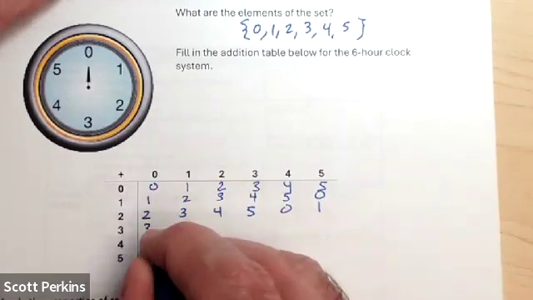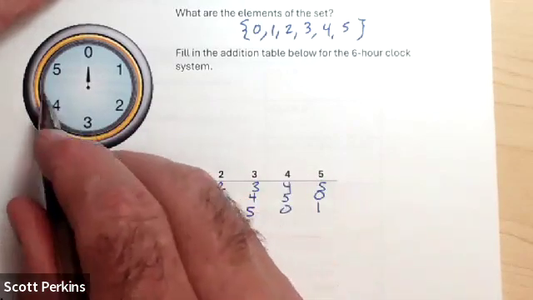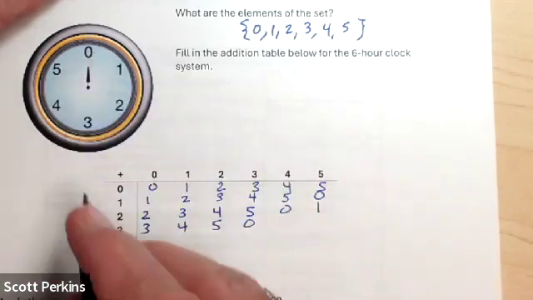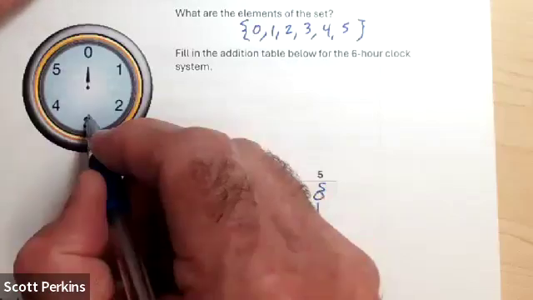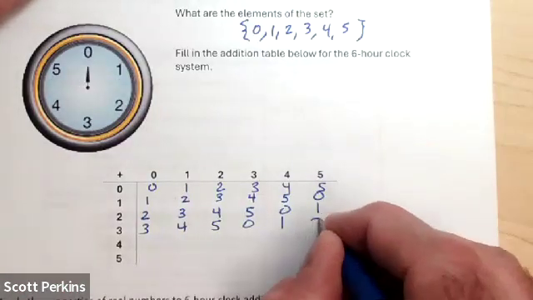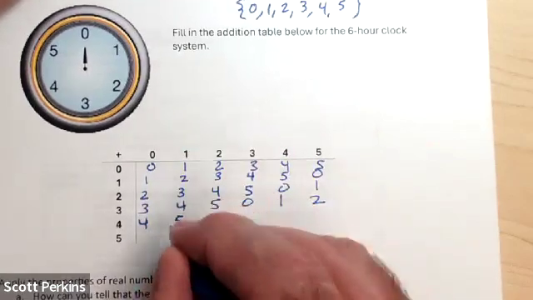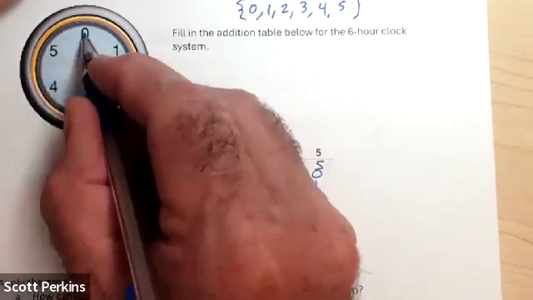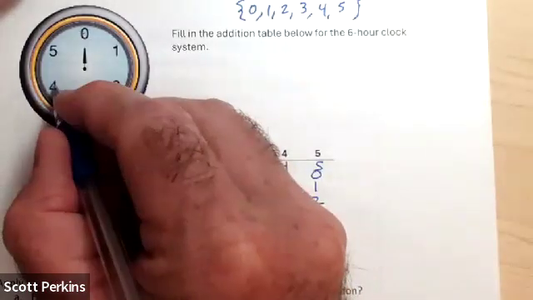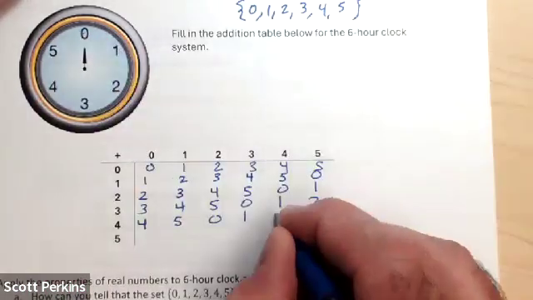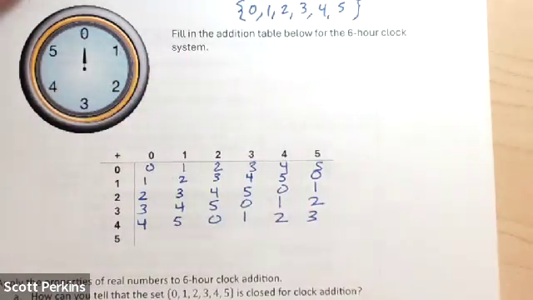3 plus 0 is 3, 3 plus 1 is 4, 3 plus 2 is 5, 3 plus 3, so I'm at 3, and I go 1, 2, 3, that takes me to 0. 3 plus 4, 1, 2, 3, 4, takes me to 1. And then 3 plus 5, 1, 2, 3, 4, 5, takes me to 2. 4 plus 0 is 4, 4 plus 1 is 5, 4 plus 2, so I'm at 4, 1, 2, takes me to 0. 4 plus 3, 1, 2, 3, takes me to 1. 4 plus 4, 1, 2, 3, 4, takes me to 2. And then 4 plus 5, 1, 2, 3, 4, 5, takes me to 3.